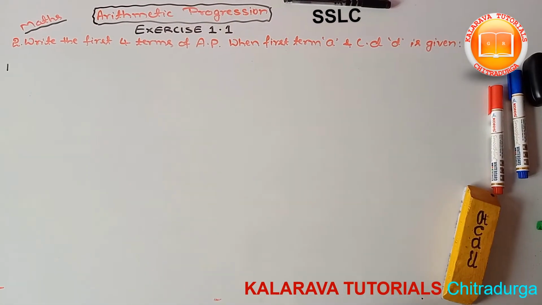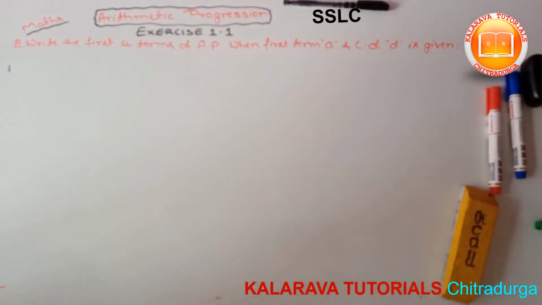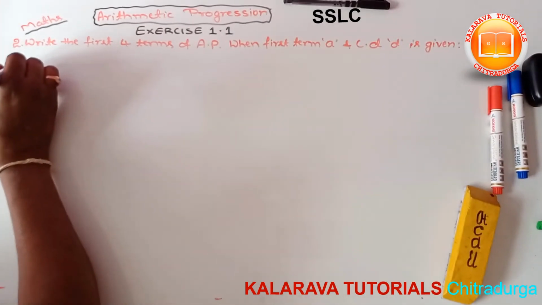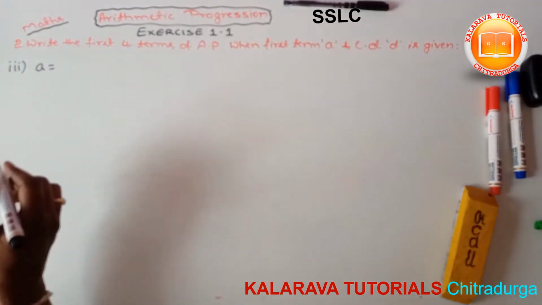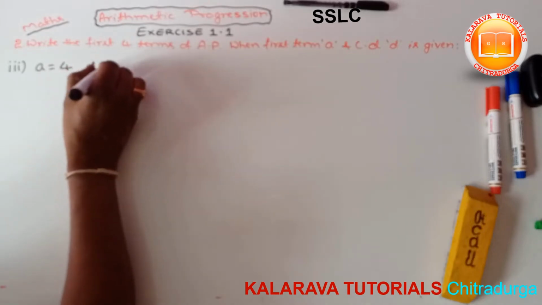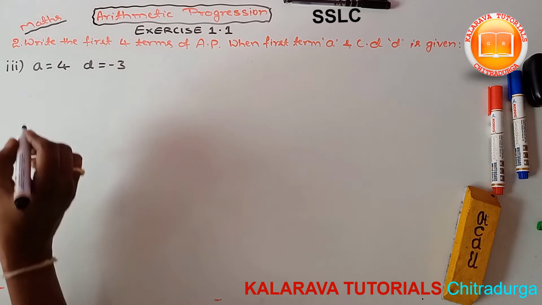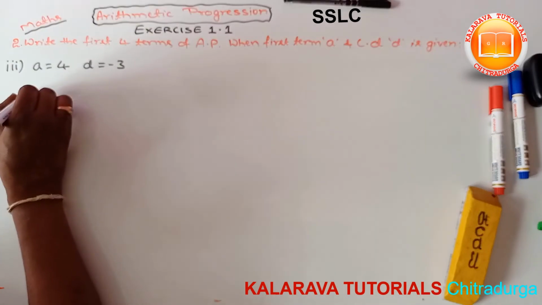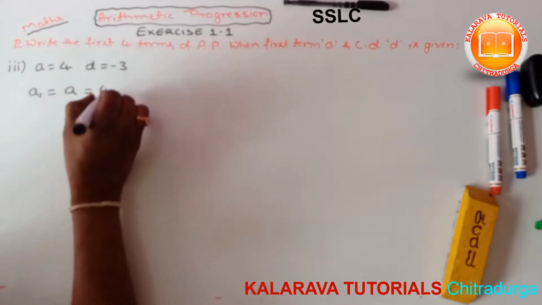Students, in the third problem they have given that the value of a is equal to 4 and the value of d is equal to minus 3. So for finding the first term, a1 is equal to a, that becomes 4.